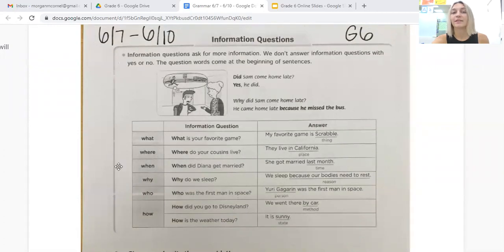The information question would be something like this. We have all of our WH words. Why did Sam come home late? So we can't say yes or no to that. That would be very confusing if someone answered yes. If we ask why about something, right? You need to give the information. He came home late because he missed the bus. So if we have why, we always have because in our answer.